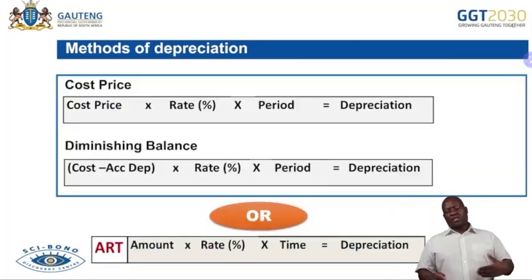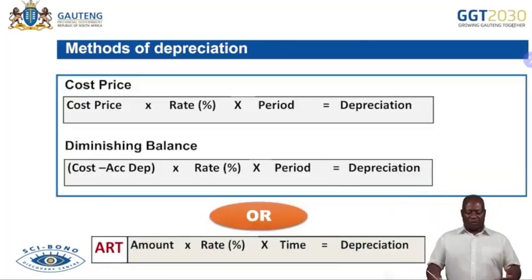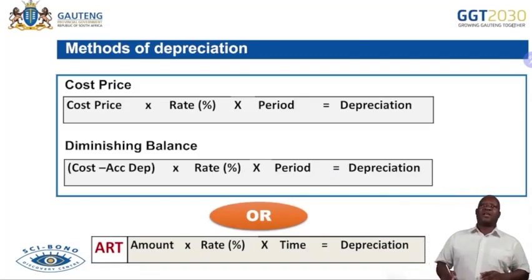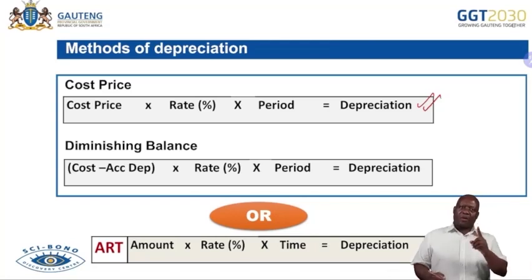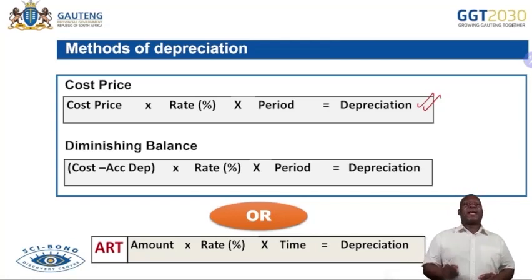Now, this is what it looks like when we look into the formulas. When it comes to the cost price, we take the cost price and multiply by the rate and the period to get the figure for depreciation. Check here. We are multiplying three items: the amount, the rate, and we are not forgetting the period. Why? Because depreciation is not always calculated for the whole year. Sometimes we calculate depreciation for 6 months. Sometimes for 9 months. It depends.